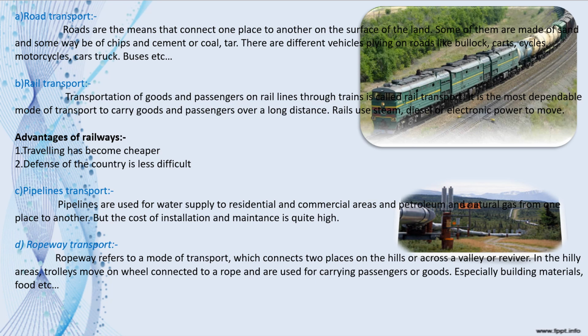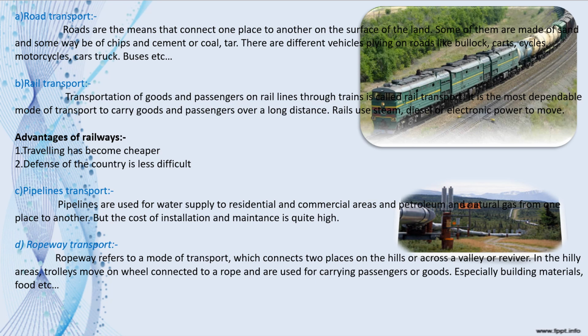Second type of land transportation is rail transportation. Transportation of goods and passengers on rail lines through trains is called rail transportation. It is the most dependable mode of transportation to carry goods and passengers over a long distance. Rail uses steam, diesel, or electric power to move. Some advantages of railways are as follows. Traveling has become cheaper. Defense of the country is less difficult.